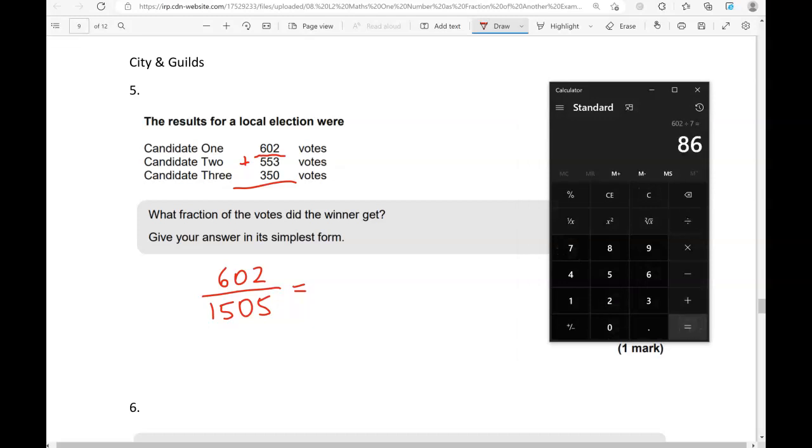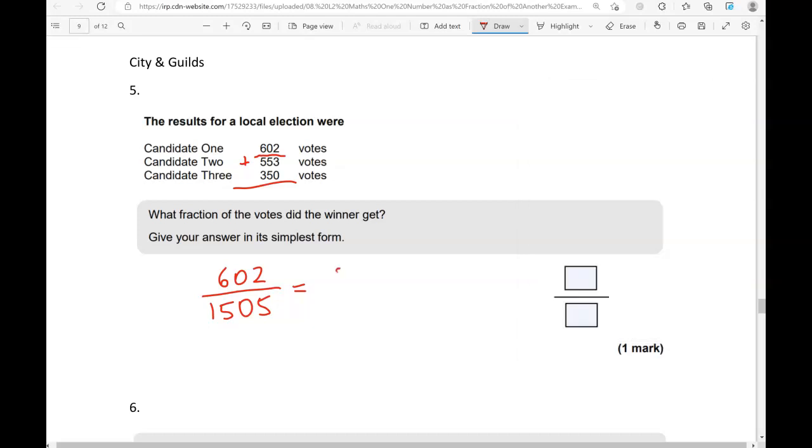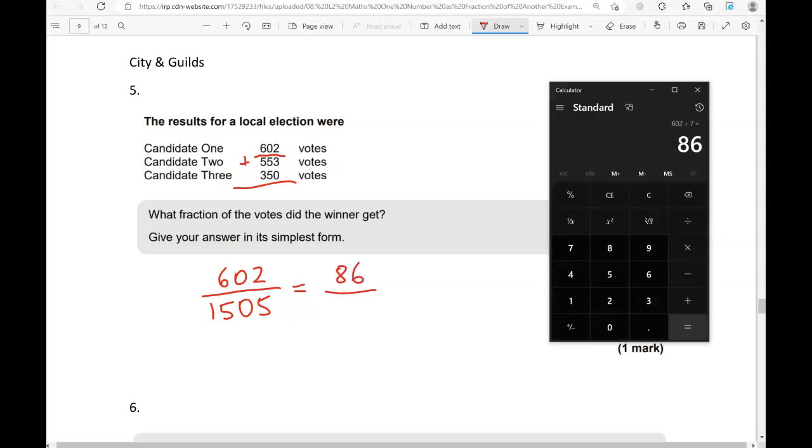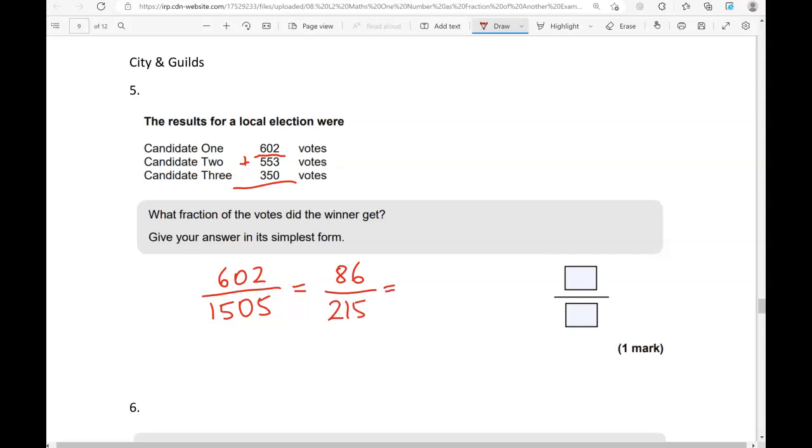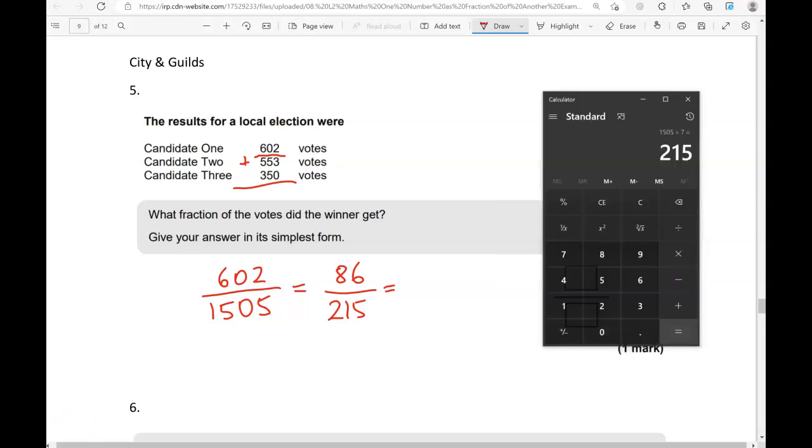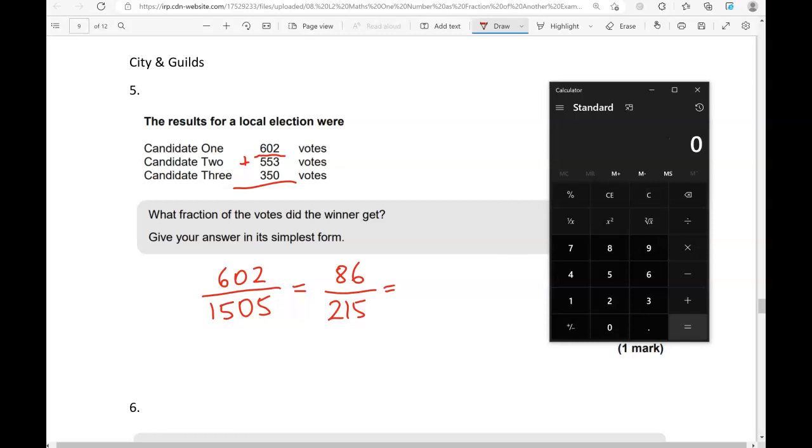602 divided by 7 gives us 86. 1,505 divided by 7 gives us 215. What can we divide these two numbers by? Rather than going through the process of checking what we can divide numbers by, I can just do 86 divided by 215, which is 0.4. So 0.4, that is 4/10, which is also 2/5.